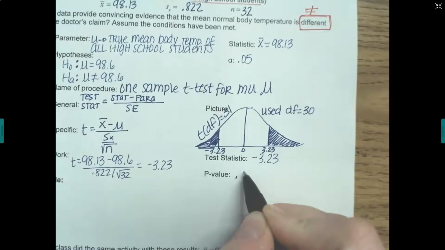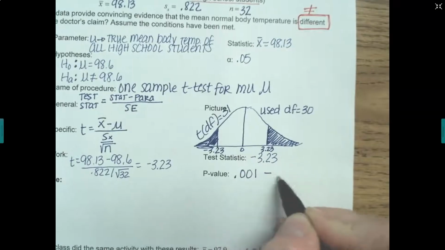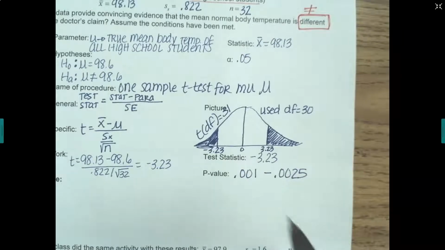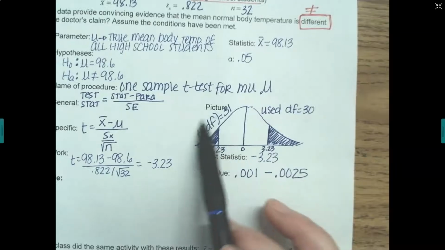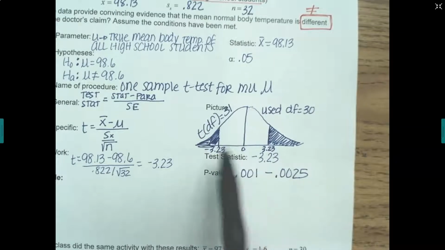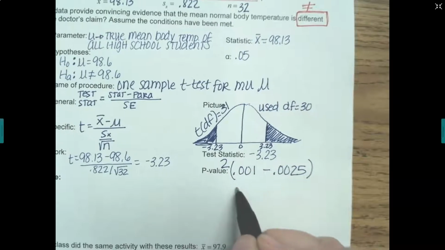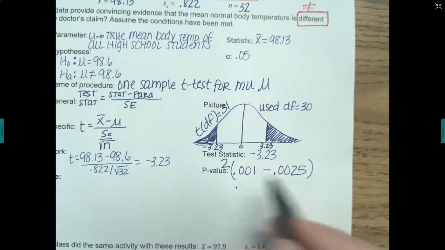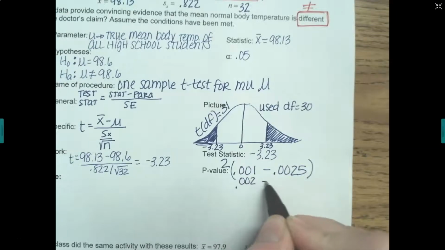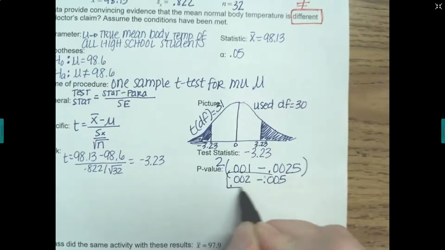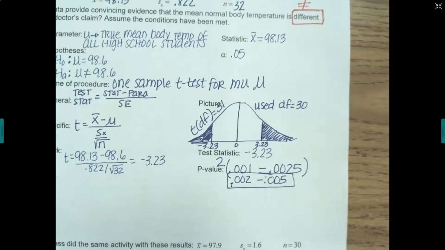Okay, so let's put them in order. 0.001 to 0.0025. Somewhere in there is our p-value, but this information is only telling me one of these sections. We have two of them, so remember previously when we multiplied this by 2, so we would get a complete t-value for both sides of 0.002 to 0.005. So somewhere in this interval is our true p-value for this problem.